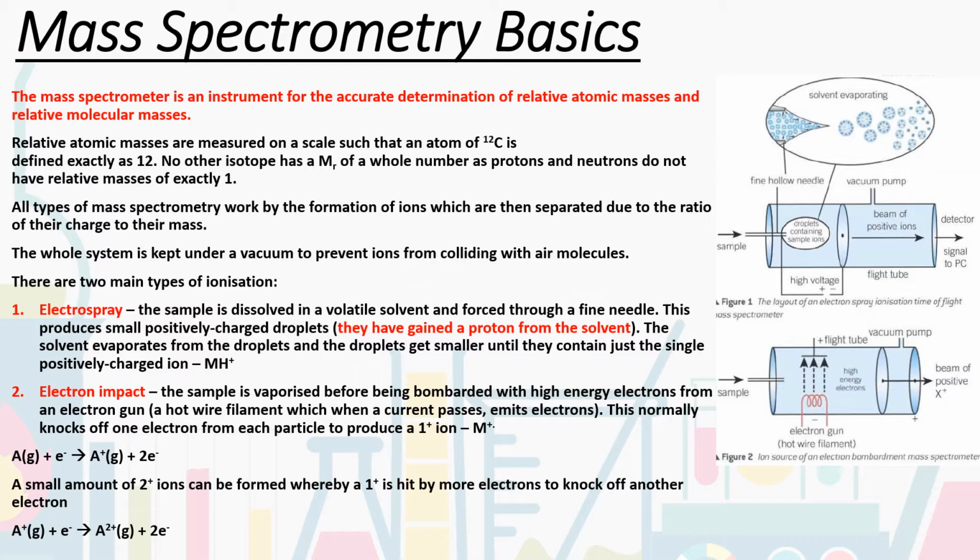Now a small amount of 2+ ions can be formed as well, and this is where in our sample here we've not just got the actual molecule A, but eventually we'll have some A+ flying around as well. And so the A+ can also be hit by an electron, and that can knock off another electron. And so we end up now with a 2+ ion, and again we can write another equation here. A+, again remember gaseous, we have to write everything as being gaseous, plus an electron. This knocks off an electron, so it produces the A2+ gaseous ion, and then 2 electrons to balance the charge.